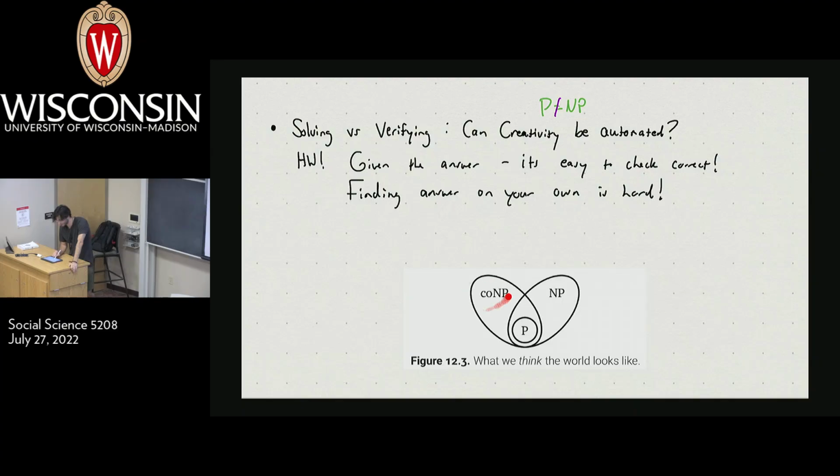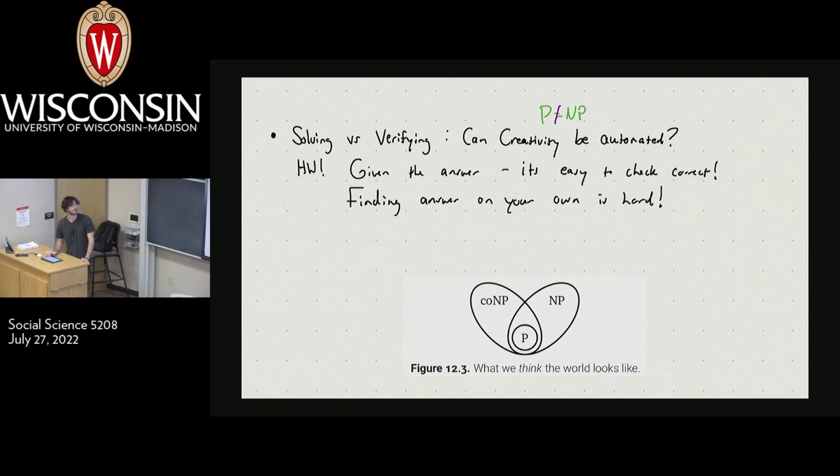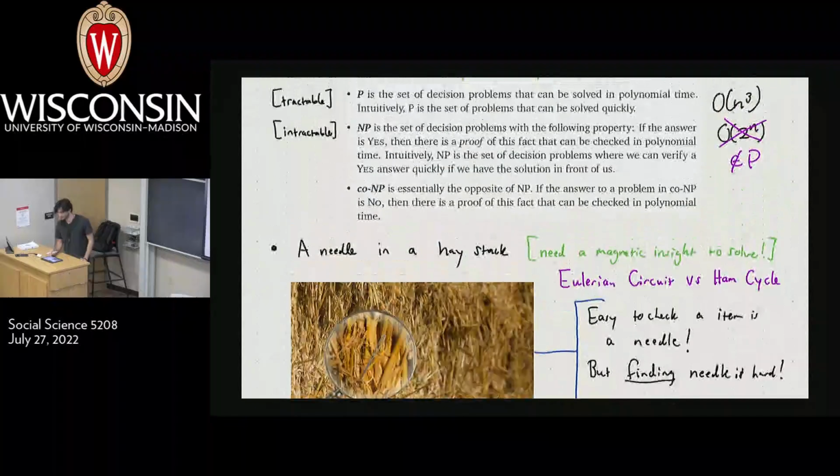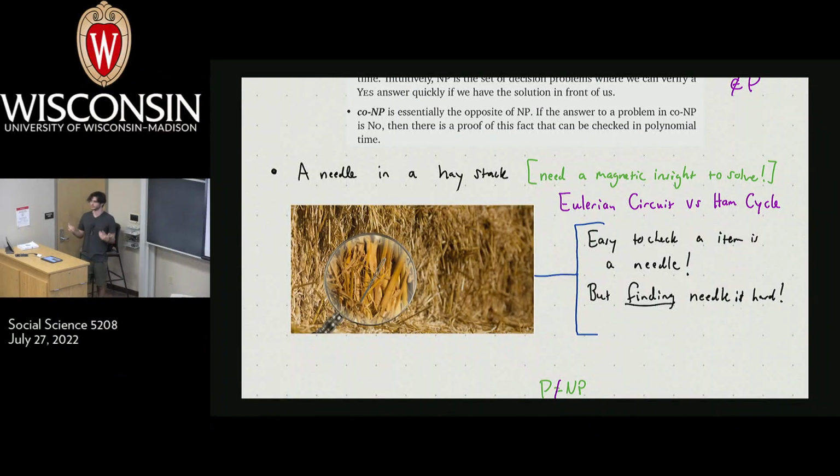which is typically weirder. It's a little weird to check that there is no solution quickly, because how do you do that without looking through all answers? But there are problems that are like that. So that's what co-NP is, but not super important. So any questions about this idea of what P versus NP is really about?